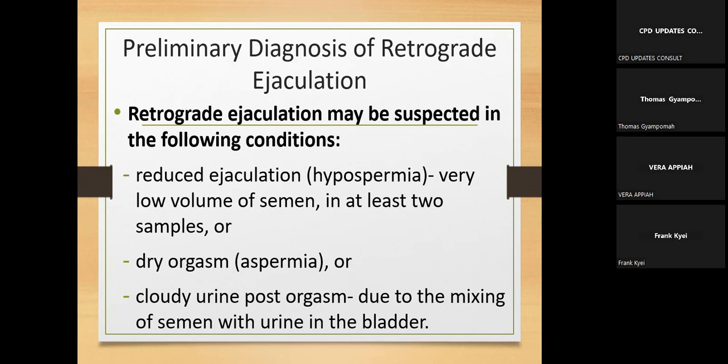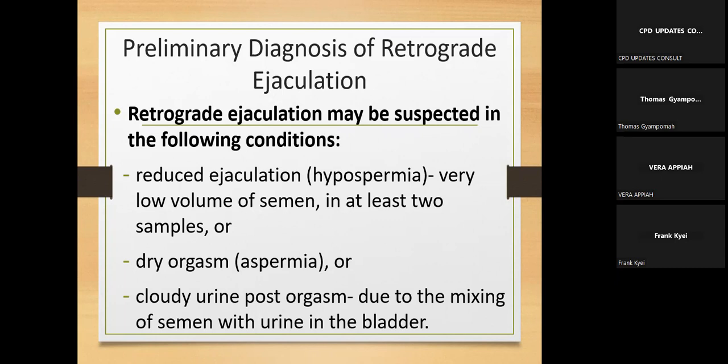All right, then there's also this observation of cloudy urine post-orgasm. We didn't say post-ejaculation here because the patient himself has told you that when I engage a woman, nothing comes out. Ejaculation is the coming out of the semen. So if nothing has come out, you can't say that you are doing post-ejaculation. But at best, you can say that it's post-orgasm because anytime there's that kind of satisfaction, that's orgasm.